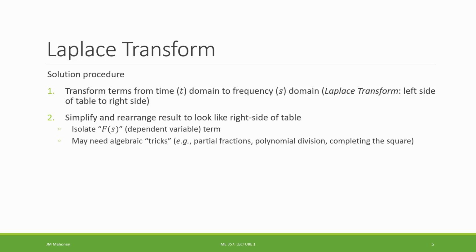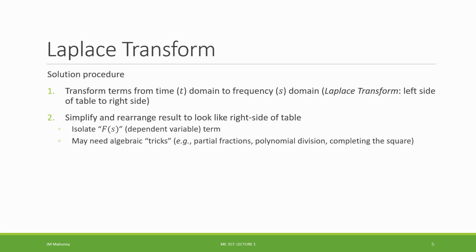Then what we want to do is isolate our dependent variable. Here I'm using f as my generic dependent variable. We want to get that by itself. At this point, this is an algebraic step of what we're trying to do. Just isolate that f of s on the left-hand side, and then the right-hand side is going to again have these s terms and constants.